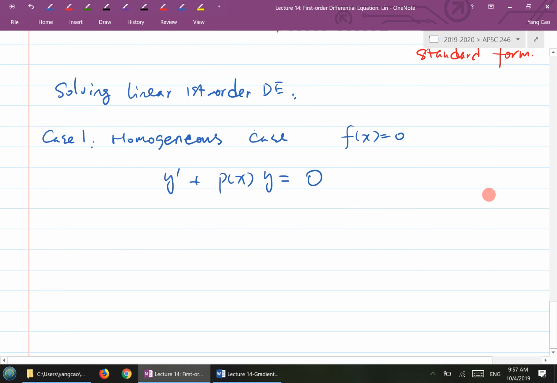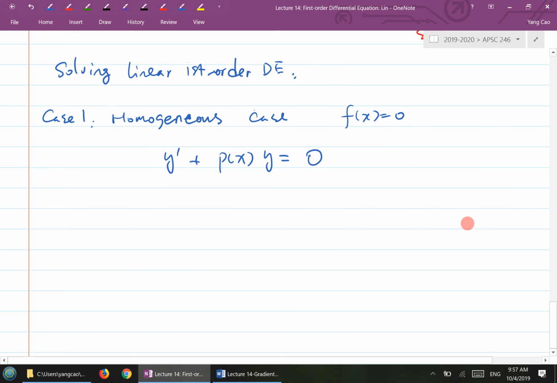Okay, for this one, it's actually very easy to solve. I believe they sometimes teach this at the end of first year calculus, calculus 2. We use a technique called the separating variable technique. We use the separating variable technique to solve this.